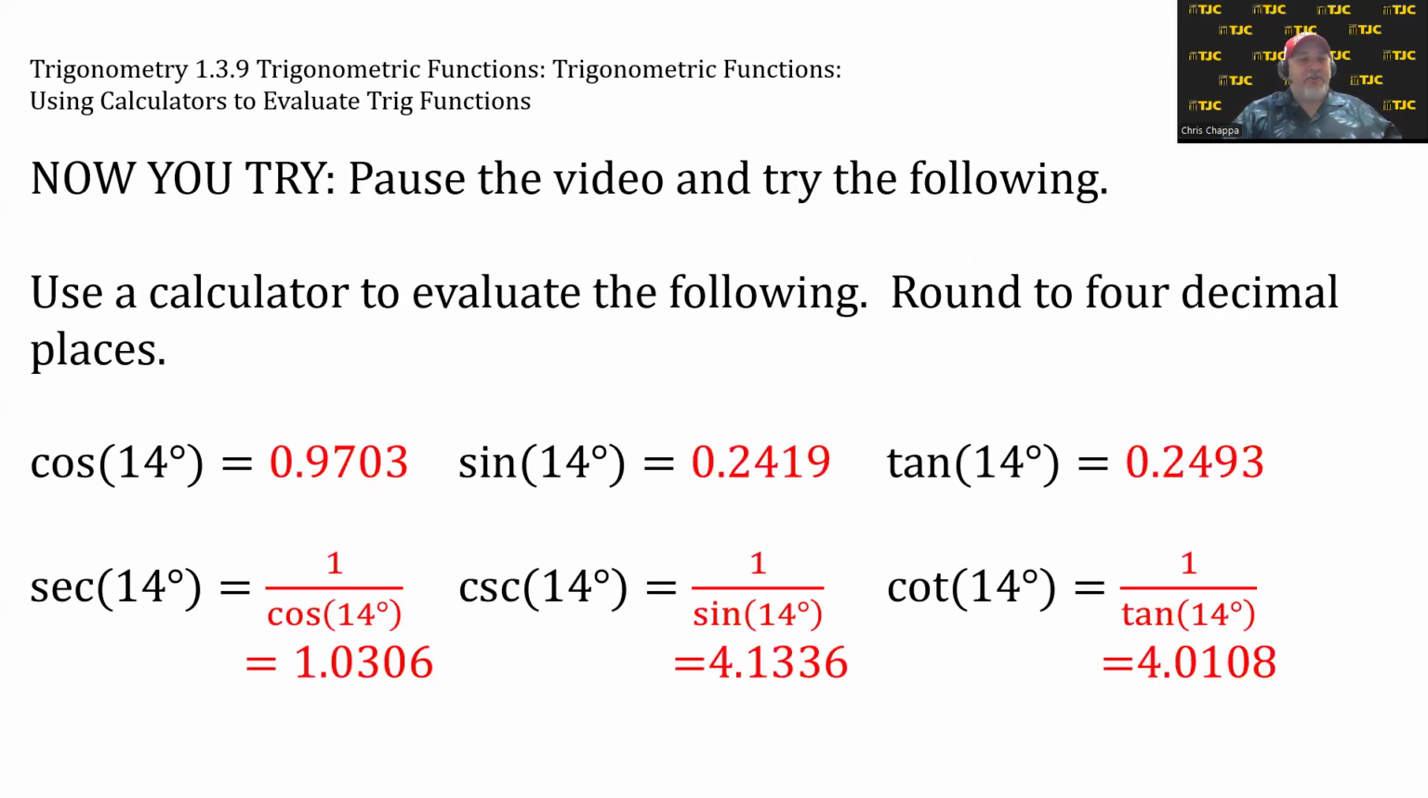Notice that I took advantage of the reciprocal relationships on the bottom 3. Secant is the reciprocal of cosine, cosecant is the reciprocal of sine, and cotangent is the reciprocal of tangent.